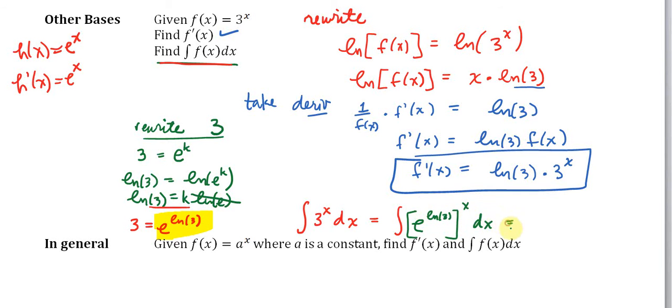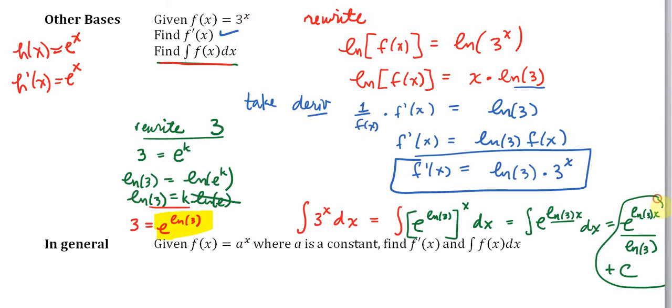Okay? And we can do some simplifying here. e to the natural log of 3, to the x, is really e to the natural log of 3 times x, dx, and we're taking the antiderivative. Therefore, we're going to use the property of e to the x here. So this is e to the natural log of 3x, right? Its antiderivative is itself, all divided by the natural log of 3. Okay? So plus a constant. So this is going to be our final answer for that particular problem.